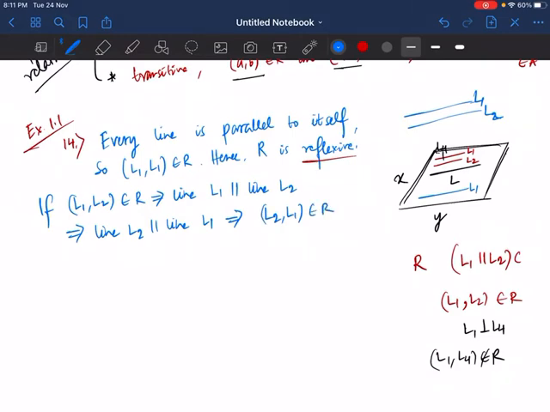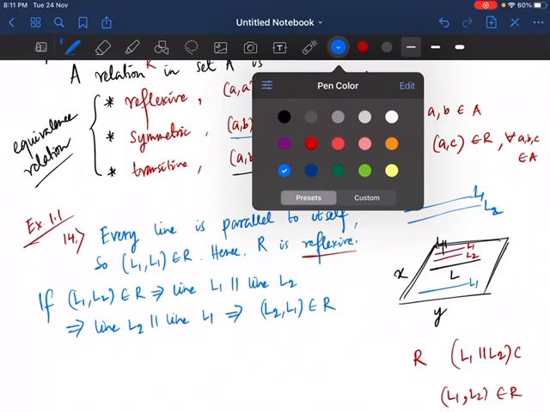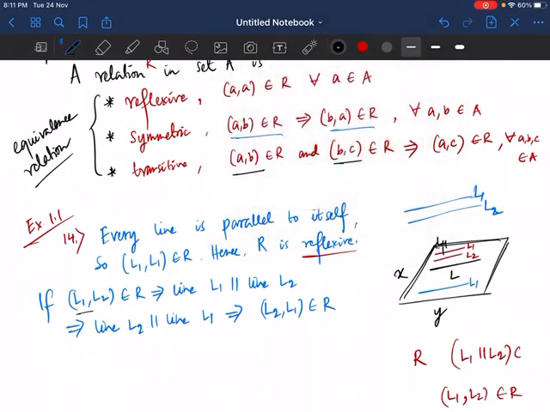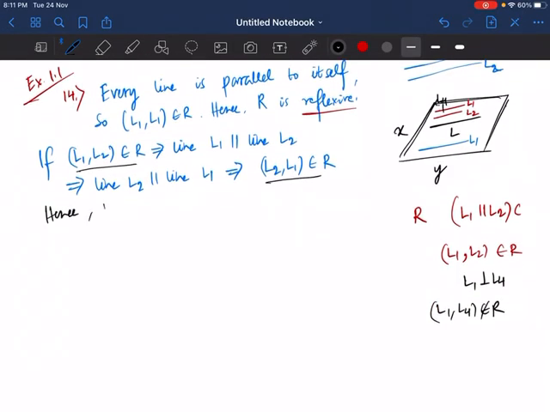Once we write that, the criterion for symmetric was: (A, B) element of R implies (B, A) element of R. So you see here, (L1, L2) element of R implies (L2, L1) element of R. So we can say that the relation is symmetric. Hence R is symmetric.